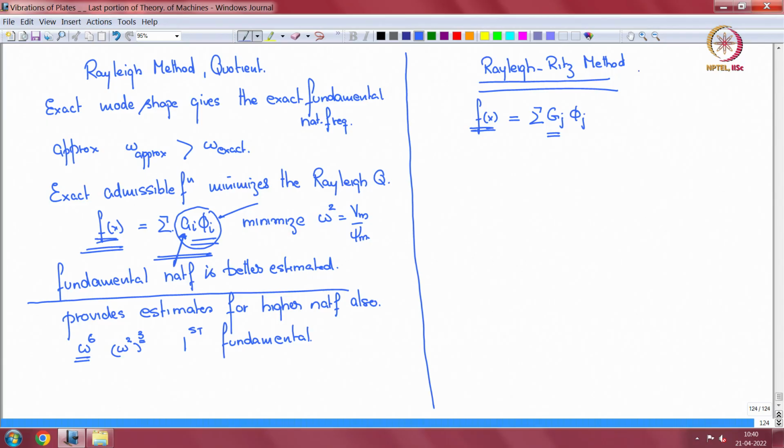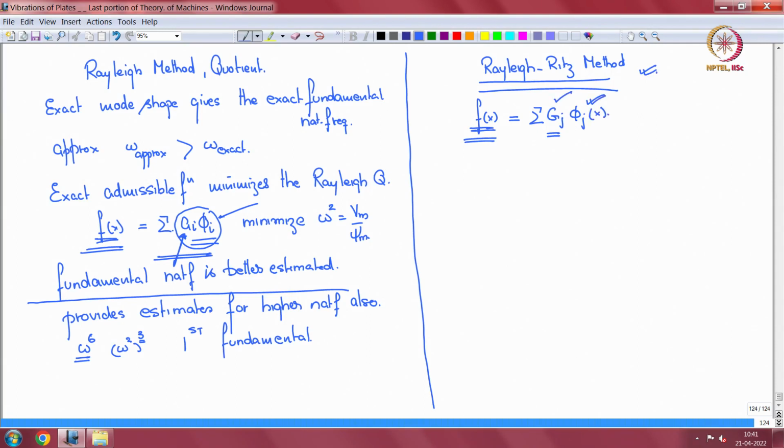Welcome to this next lecture on vibrations of plates and shells. In the last class we started describing the Rayleigh Ritz method, so we will continue with that. In the Rayleigh Ritz method, the mode shape f of x is estimated as a weighted sum of some functions, a set of functions.